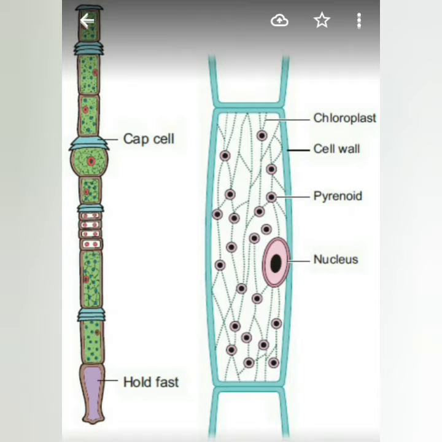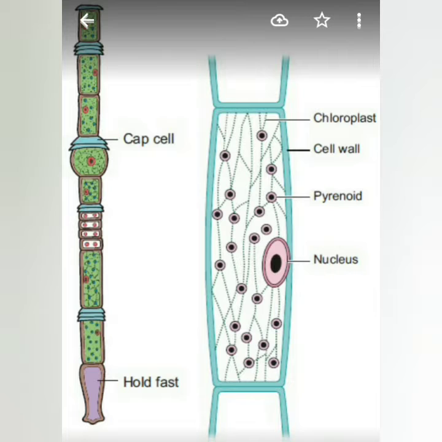So they are arranged in a single row, a uniseriate row, meaning they are arranged in a single row and they are unbranched. And the cells, if you see here in figure A, are attached end to end. They are attached end to end and they form a uniseriate row. That means they are aligned in a single row.